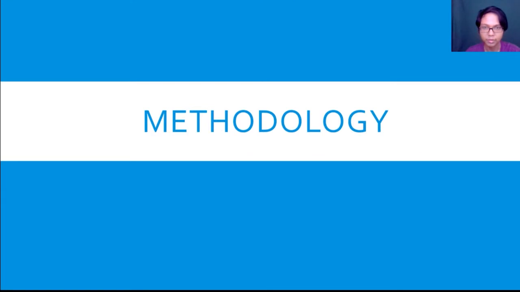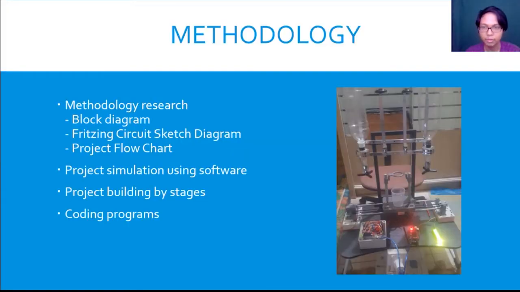Next is methodology. There are 4 main points for the methodology. First is the methodology research, which contains a block diagram, circuit sketch diagram, and project flowchart. Next is project simulation using software, and then project building by stage, and lastly the coding programs.